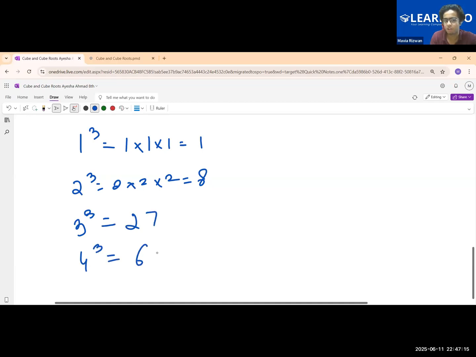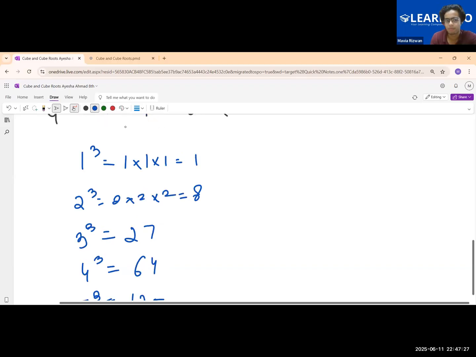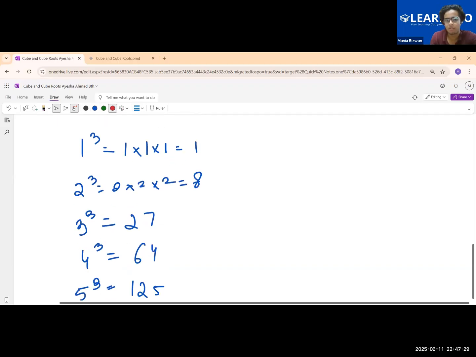4 cube is 4 into 4 into 4, that is 64. 5 cube is 5 into 5 into 5. 5 into 5 is 25, into 5 is 125. So 5 cube is 125. Got it, Aisha? Got it, sir. 6 cube is 6 into 6 into 6. 6 6 is 36 and into 6 is 216.